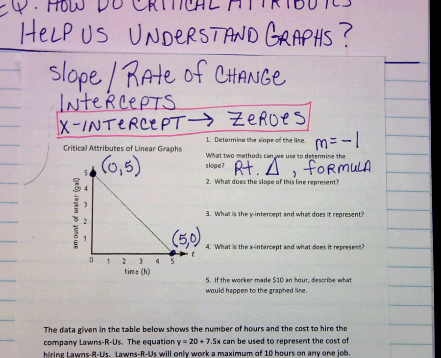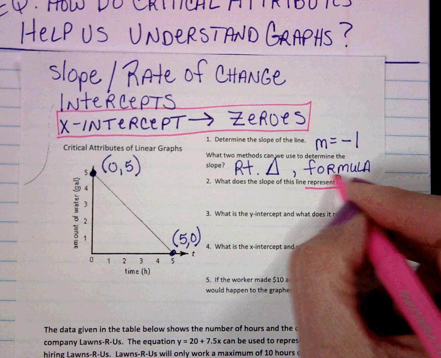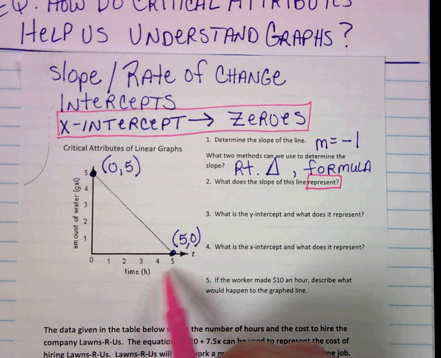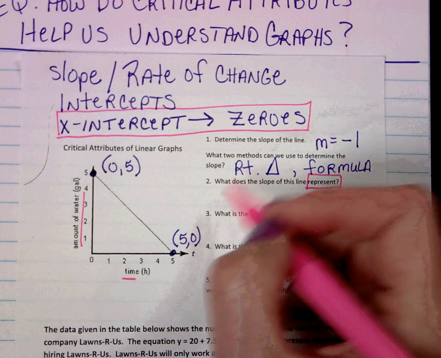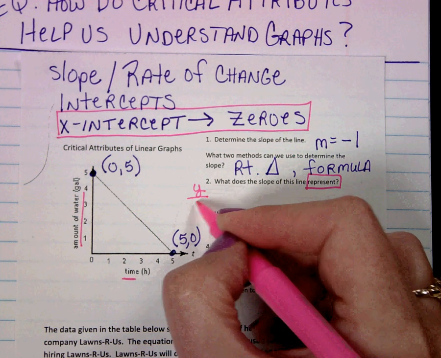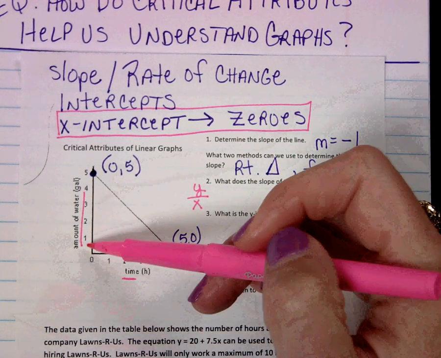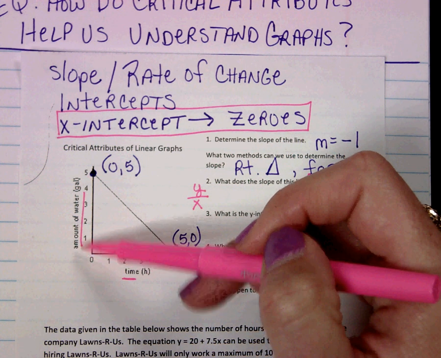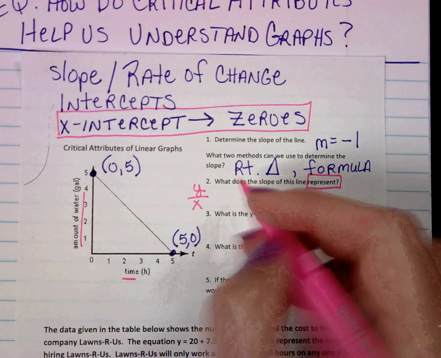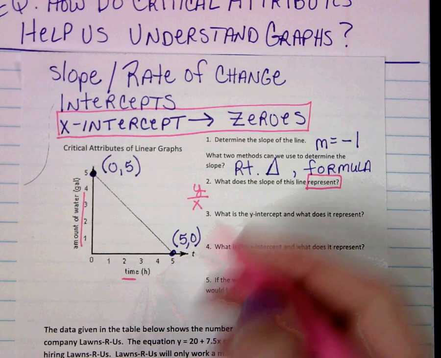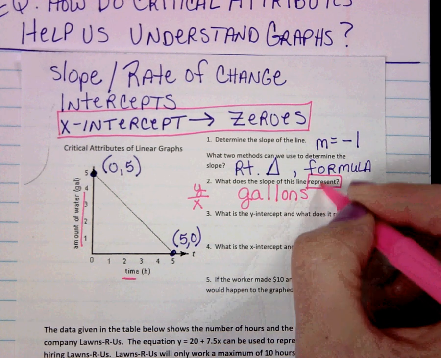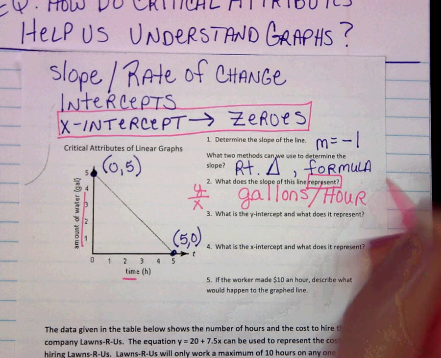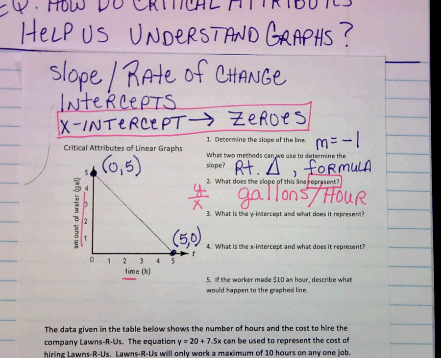The next question, number 2, says what does the slope of this line represent? So when it says represent and we're looking at a graph that's actually labeled, we need to read our axes. Remember, slope, the y always goes on top, the x is on bottom. So if we read our y-axis, it says the amount of water, or gallons. And then on the x-axis it says time, or hours. So we could say that our slope represents gallons per hour. So that's what we're saying when it says what does it represent.